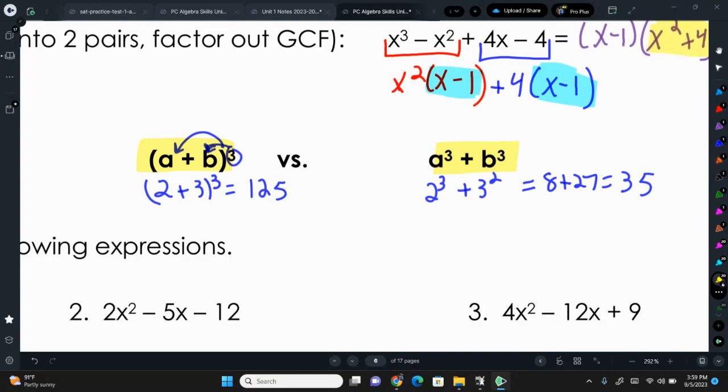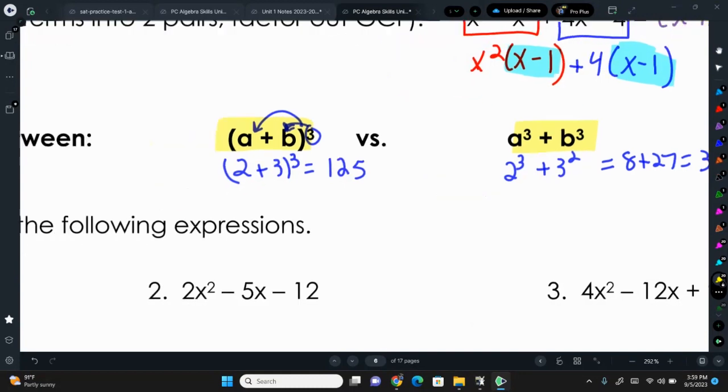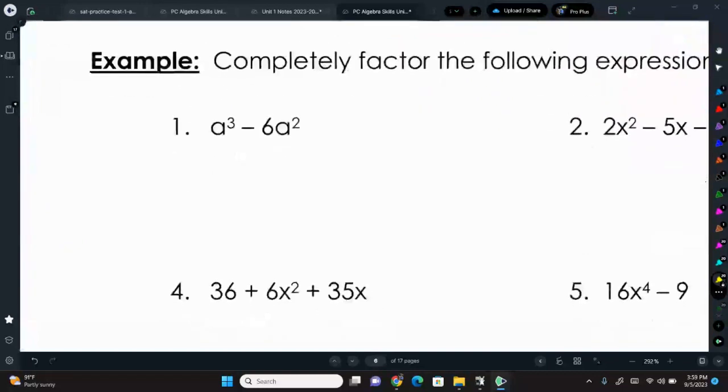All right, let's look at our examples now. This one we have a to the third minus 6a squared. We can factor out an a squared from both of them, and we're left with a minus 6. And you can always double check your answer by redistributing. A squared times a is a to the third. A squared times negative 6 is negative 6a squared. So I have my correct factorization.